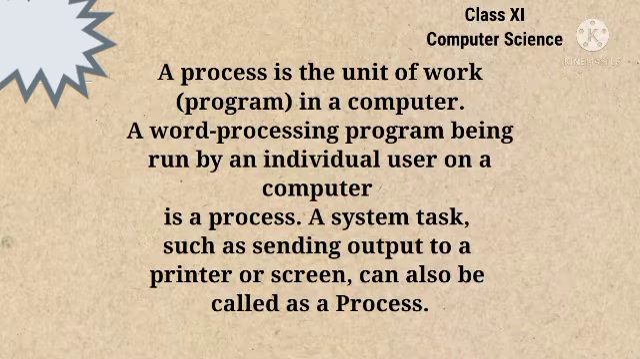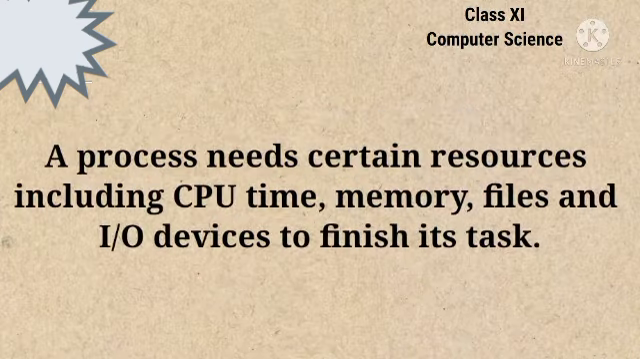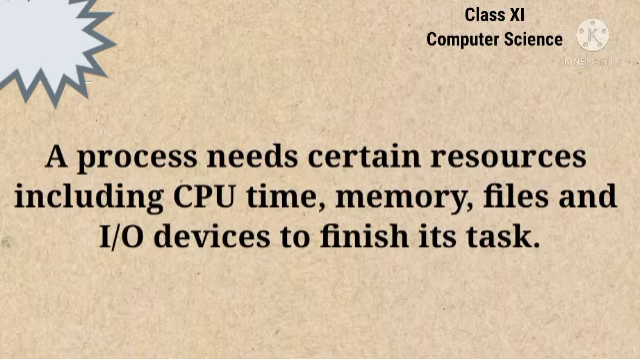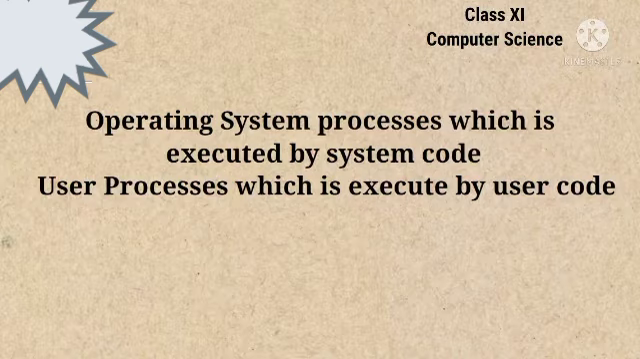There are different processes running in a computer. Many different processes are running simultaneously. So handling those processes will be done by the operating system. A computer consists of a collection of processes. A process needs certain resources including CPU time, memory, files, and I/O devices to finish its task.